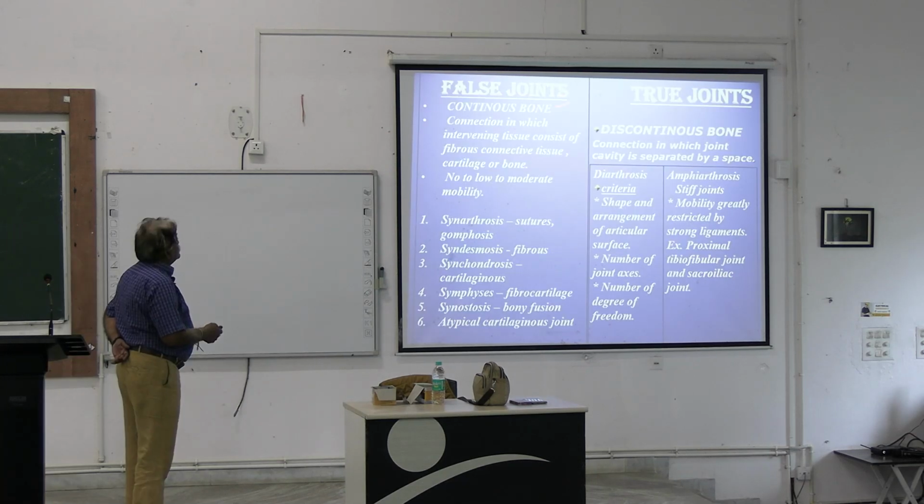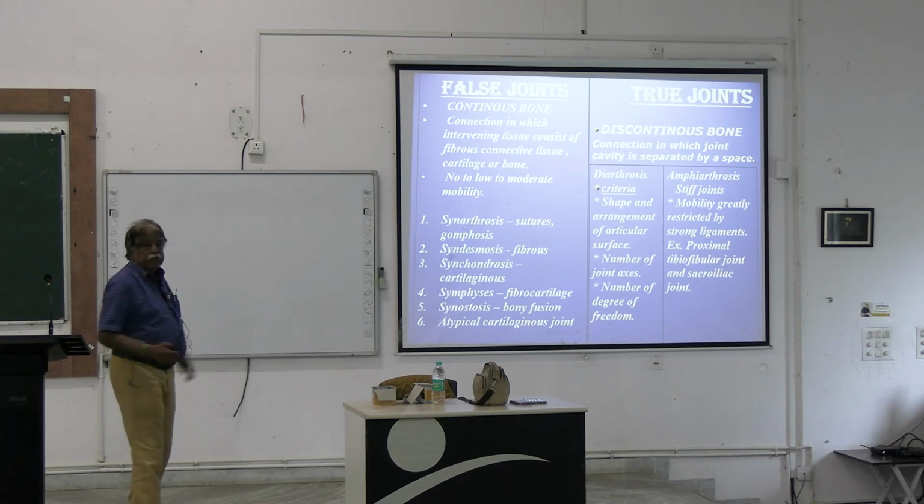Now, false joints and true joints. In false joints, there is a continuous bone connection in which the intervening tissue consists of fibrous connective tissue, cartilage or bone, with no, low or moderate mobility. This is false joints. Synarthrosis, sutures and gomphosis.